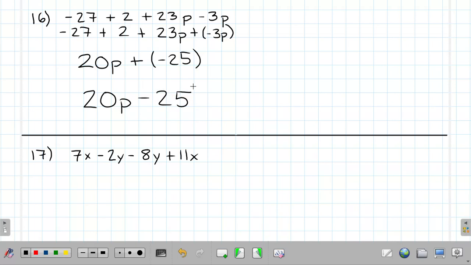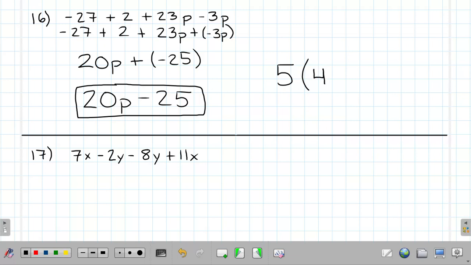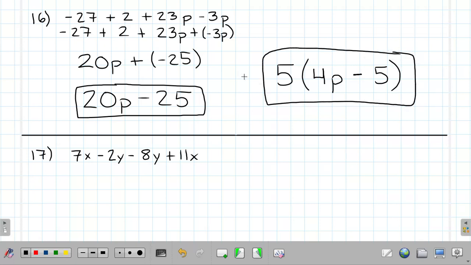Okay. We get our simplified version here. So that's technically one part of our answer. Now we need to go over here and factor it. Well, what's the greatest common factor of 20 and 25? That would actually be 5. So 5 is our greatest common factor. When we divide through by that, we get 20p divided by 5 is 4p, minus 25 divided by 5 is 5. So it's 5 times, in parentheses, 4p minus 5.